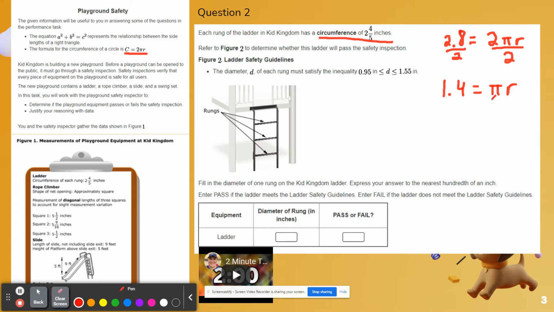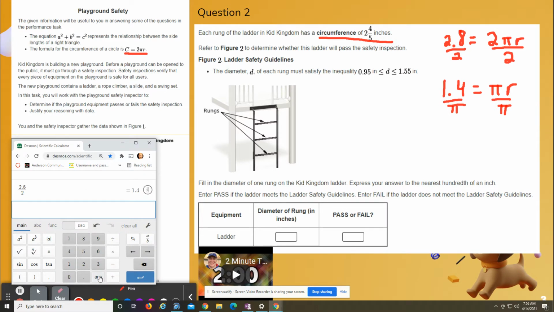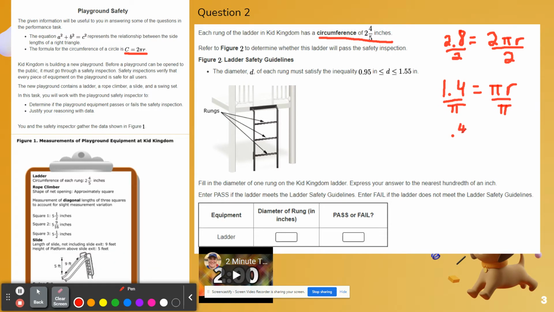Then you're going to divide both sides by pi. You go to your calculator. You can literally hit enter and then hit answer divided by pi. And it comes out to be 0.445, which means, since it says hundredths, I'm going to round to 0.45.